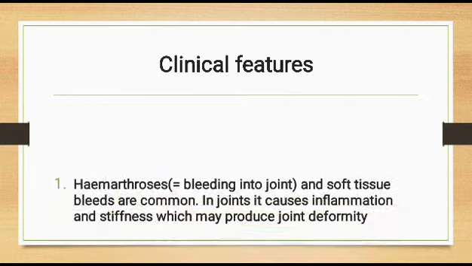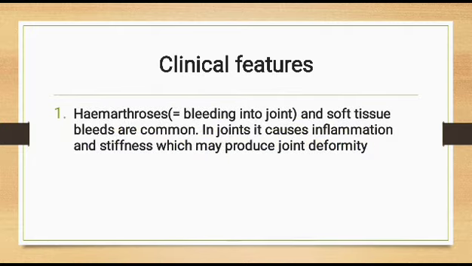Clinical features of hemophilia: we have hemarthrosis, and hemarthrosis means bleeding into joint. This is the classical presentation, the most important feature in hemophilia. Also, soft tissue bleeds are common. In joints, this bleeding may result in inflammation and stiffness with difficulty in movement of the joint, and later joint deformity due to this bleeding and diminished movement of the joint may occur. It may need surgical intervention.